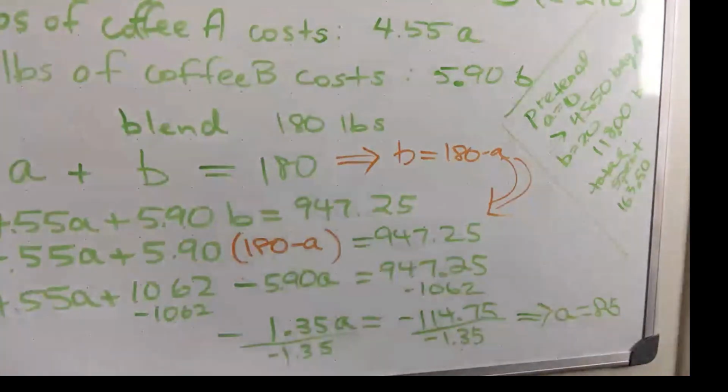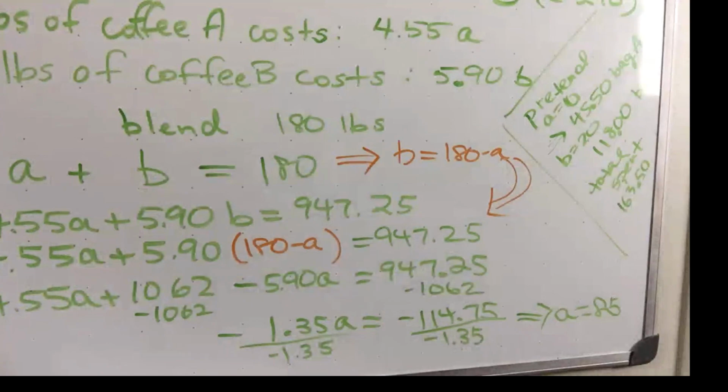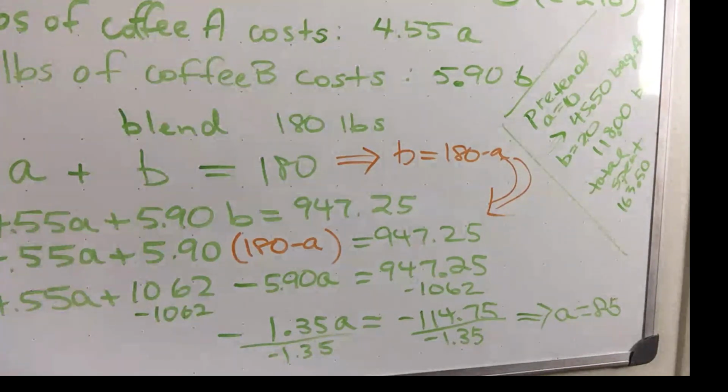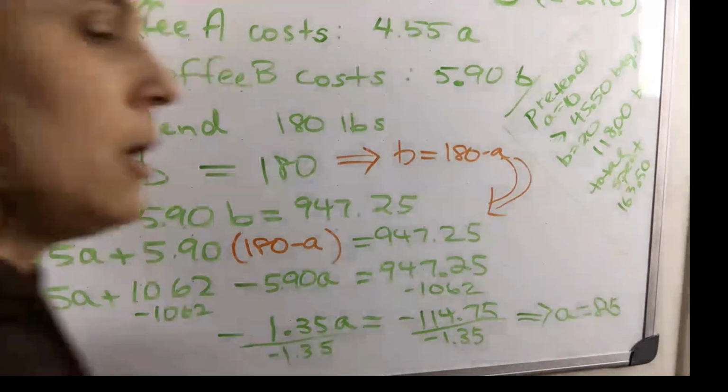A was the coffee from type A. And so I don't have to do any more work. Sometimes you have to do more work. Sometimes you have to go back and use stuff that you've written down already to find the other answer. Right. In this case, we should be done with that question.